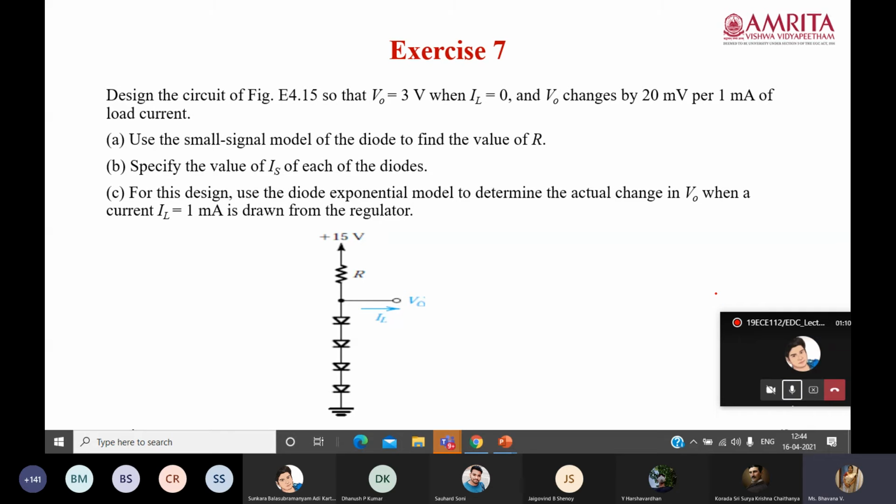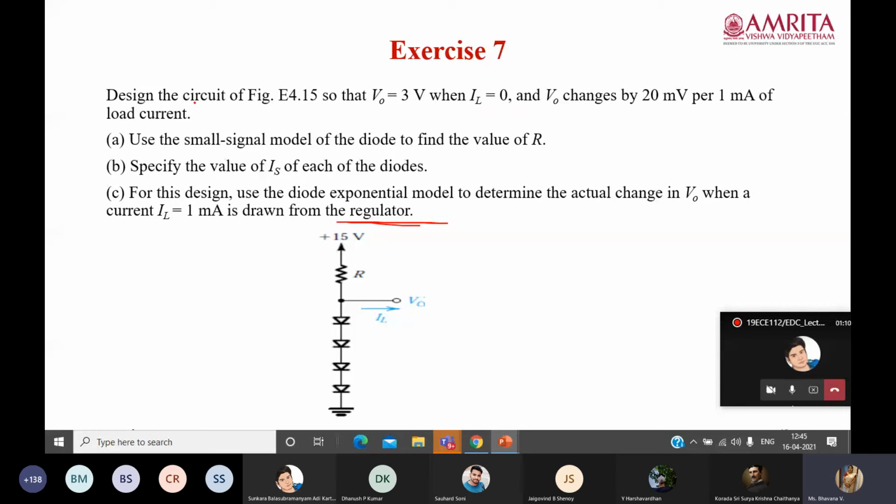Have you finished copying the question? Yes, ma'am. So we'll start solving. This also uses the small signal diode model, because here you can see the regulator. So tell me, what is the diode incremental resistance?